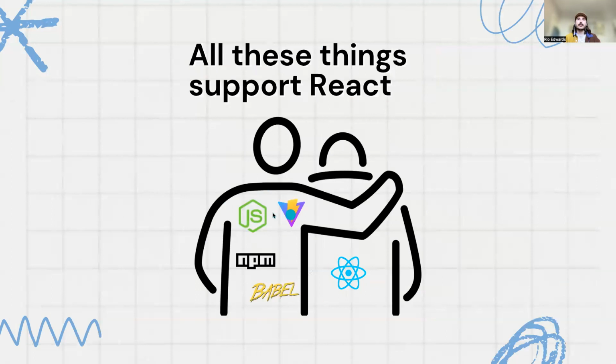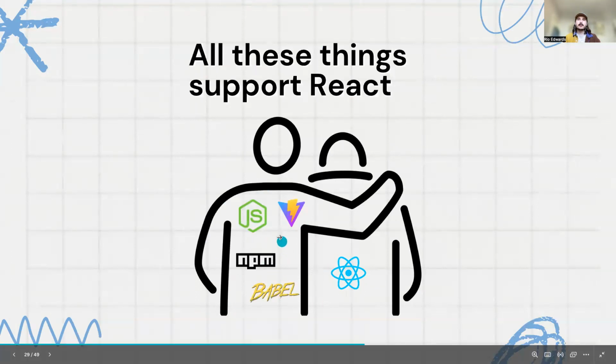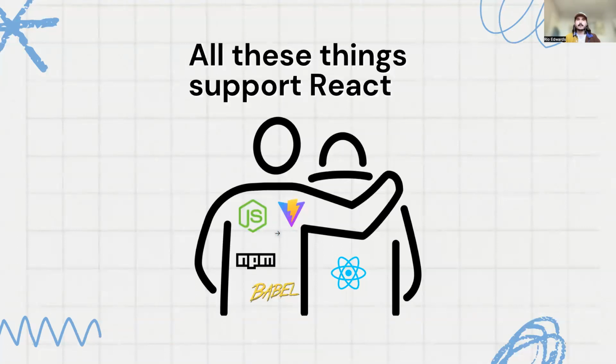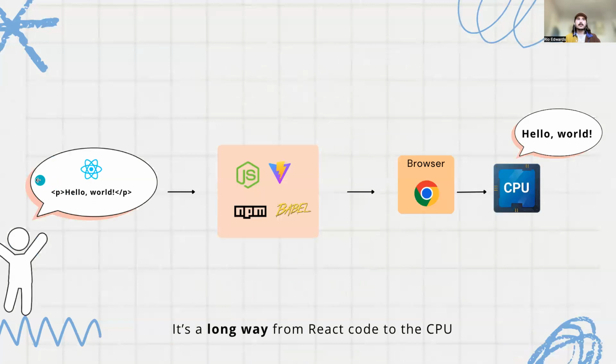So I know it's a lot. You don't really need to know these things. You'll start to get a feel for them as you progress and use more of this stuff. But just know that all of these tools help support React. They help make React possible. So to zoom back out, before we had JavaScript, Node, and then your CPU. Now we have React, which needs to use Node, Vite, NPM, Babel, all these tools, then it can go to your browser and then your CPU can read it.